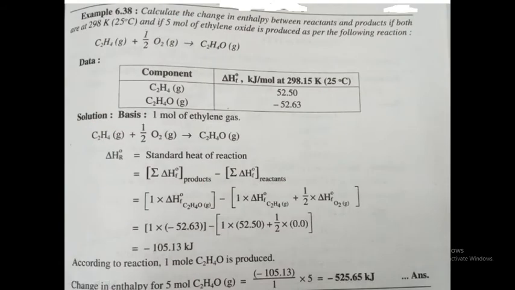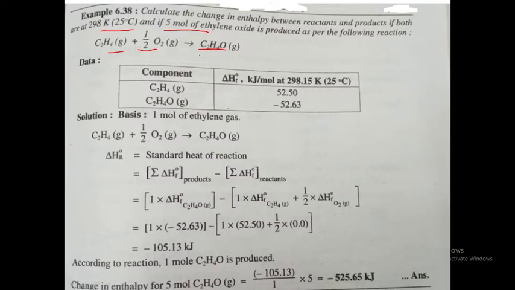Okay, so another problem: calculate the change in enthalpy between reactant and product if both are at 298 Kelvin. This is the standard temperature, and 5 moles of ethylene oxide are produced as per the following reaction. What is the reaction? Ethylene reacts with oxygen to produce ethylene oxide. All the components are in the gaseous state of aggregation.